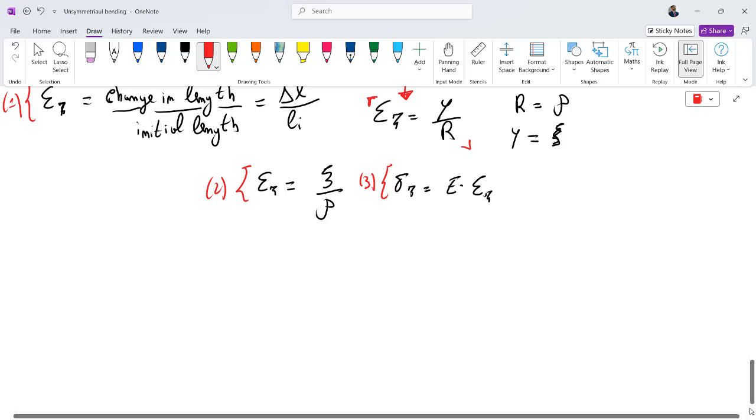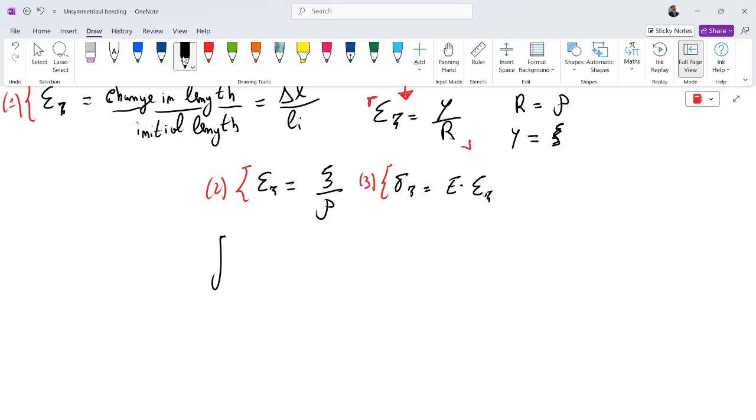We can say also that the first moment of the area is equal to 0. The first moment of area, in Italian momento statico, is zero because here we have no axial force applied to the beam. So we have that the integral on the whole area of the cross section of sigma z times dA is equal to 0. That we can write also as the integral of sigma z, which is E, Young's modulus, times zeta divided by rho, dA equal to 0.